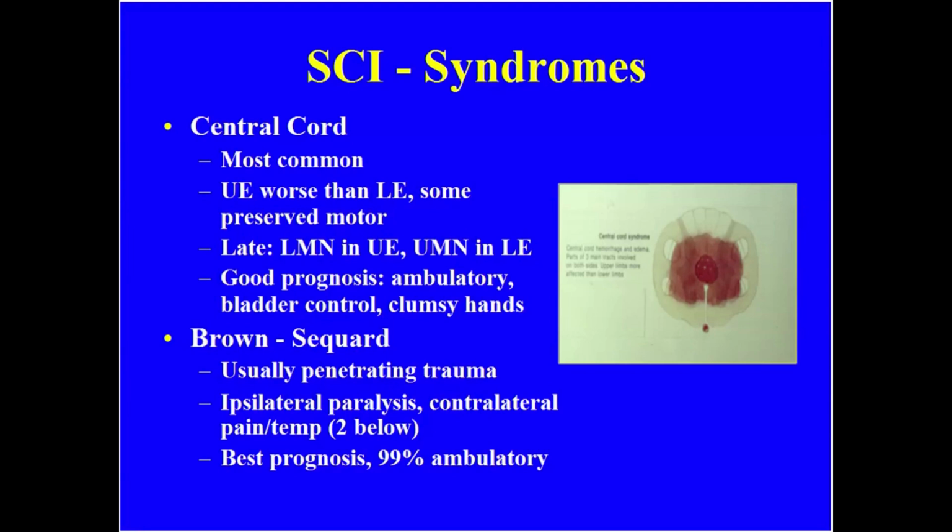Brown-Séquard syndrome is usually seen with penetrating trauma, either gunshot wound or occasionally stab wounds or whatever. And it involves ipsilateral paralysis on the side of the injury with contralateral loss of pain and temperature sensation, classically 2 levels below the level of injury because those fibers ascend 2 levels and then cross the midline. This has the best prognosis of all the incomplete cord syndromes, with typically almost all of the patients ambulatory at final follow-up.